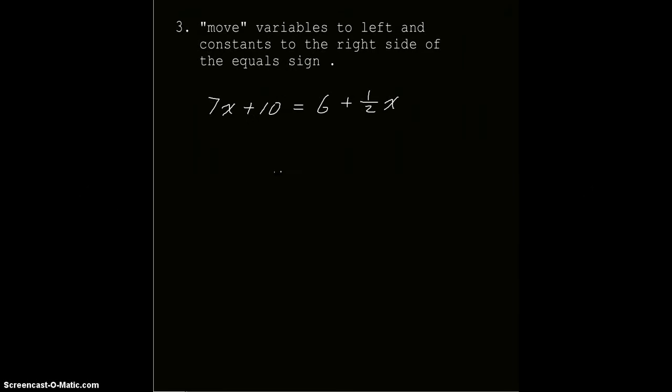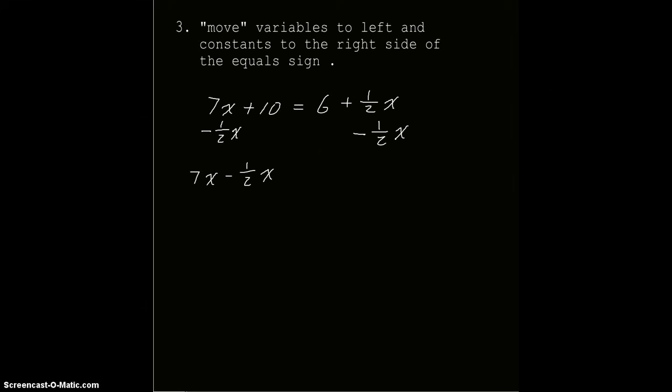Alright, here I'm going to move the variables to the left and the constants to the right. So my variable is x. I have a 7x on the left. I need to move this 1/2 x away from this side, so I'll subtract it and I'll add it over here. So I'm left with 7x plus, minus, getting ahead of myself, I have to step through these things. So I have minus 1/2 x. So now I have 7x minus 1/2 x.